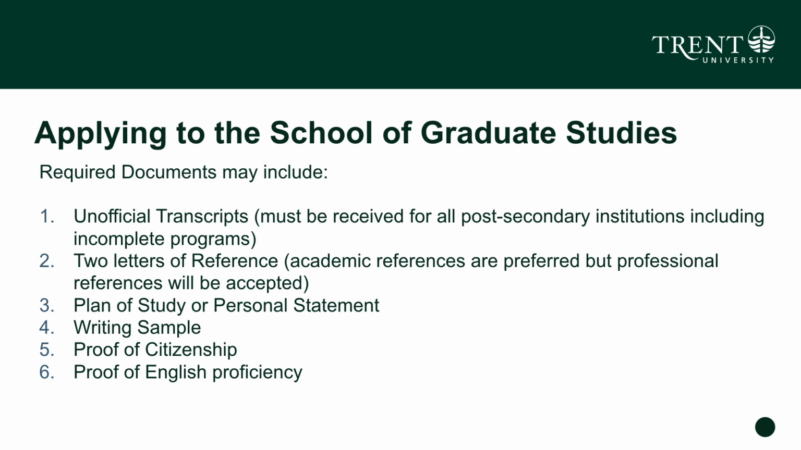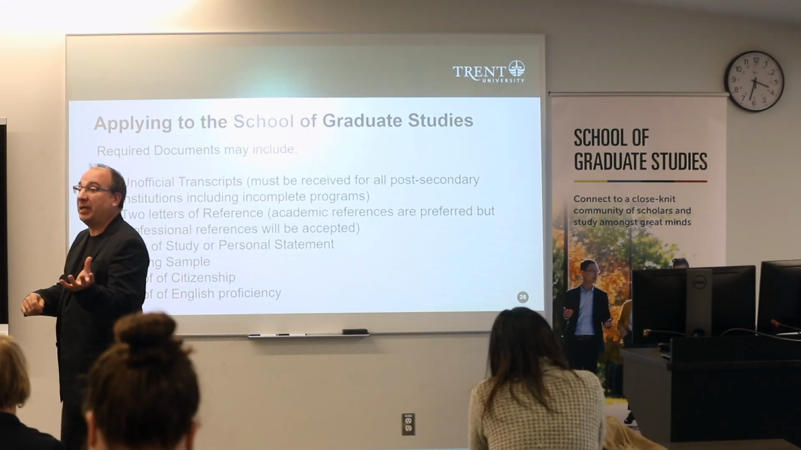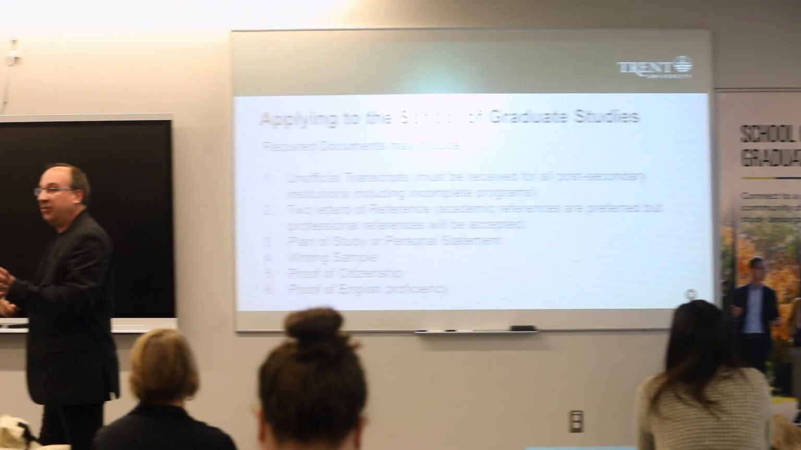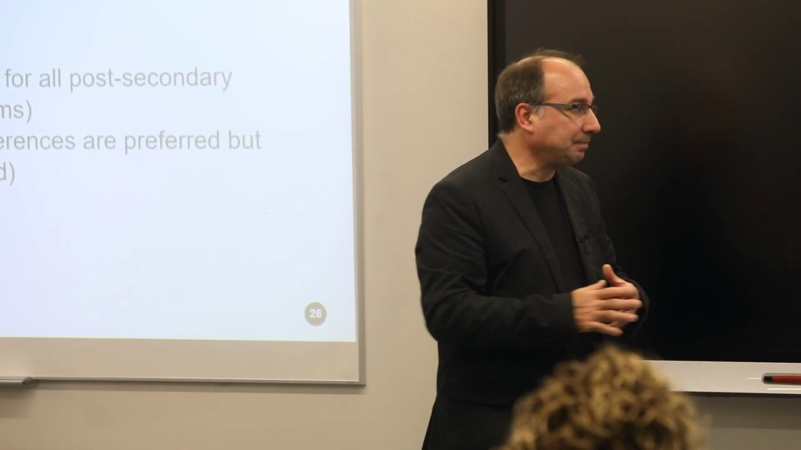Now, as you apply to grad school, and again, this is Trent, but this is elsewhere, there may be a variety of other documents that are required as part of the application process. So you may be required to submit unofficial transcripts. Eventually, if you're accepted, you'll need to provide official transcripts. And the transcripts must be from all post-secondary institutions. So for example, if you did 2 years at Fleming College, then transferred to Trent and did your final 2 years at Trent, you would need to provide both your Fleming and your Trent transcripts as part of the application process.